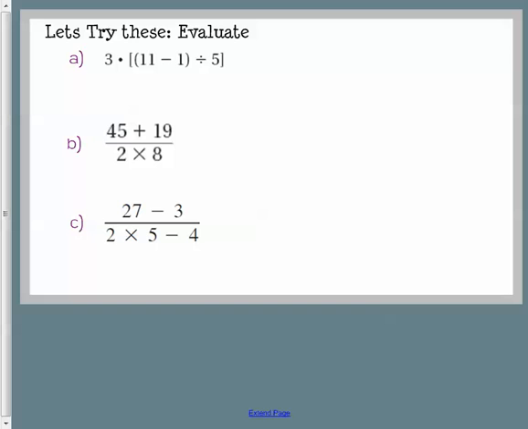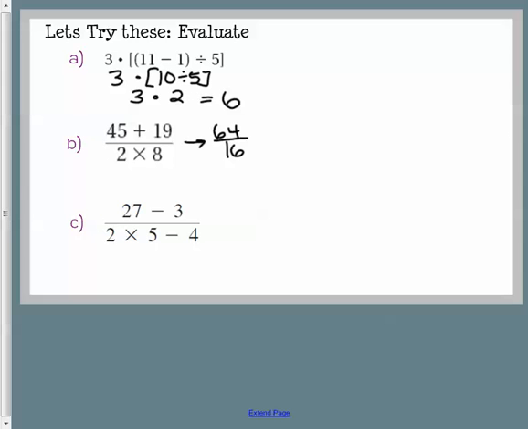So go ahead and try these for me, and I'll be back in just a second to show you what I did. Okay, make sure that you've paused the video and tried these. All right, so here's what I did though. 11 minus 1 first is 10. Then we're going to divide by 5, which would give us 2. After that, that's when we multiply by 3. That gives us a total of 6.